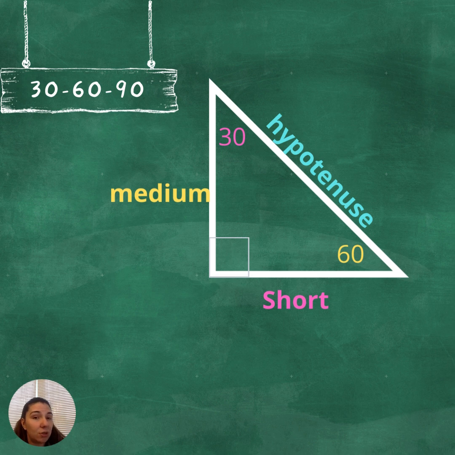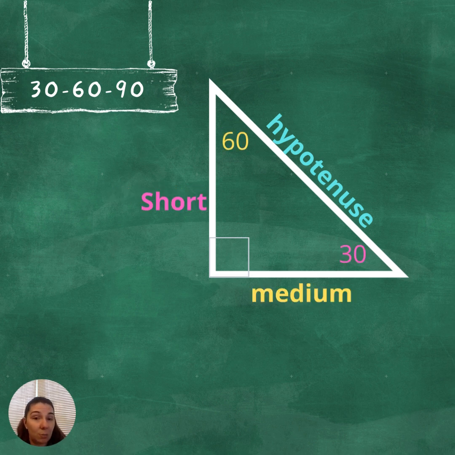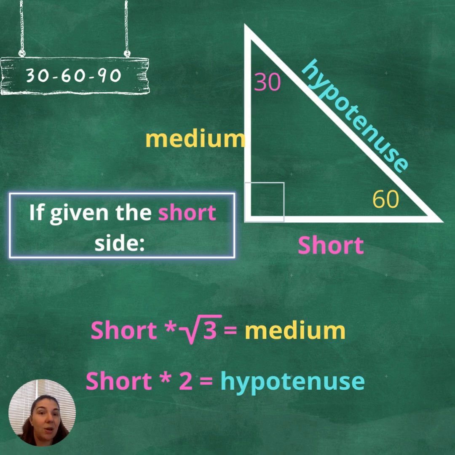I just wanted to show you what it would look like if the 30 and the 60 were switched. If the 30 was the bottom right, then the short side would be the height. And if the 60 was the top angle, then the medium side would be the bottom. So again, all you're doing is finding an angle measure and going across the way. The short side, which everything is based off of, will always be opposite or across from the 30-degree angle. So if you're given the short side, these problems are really easy.